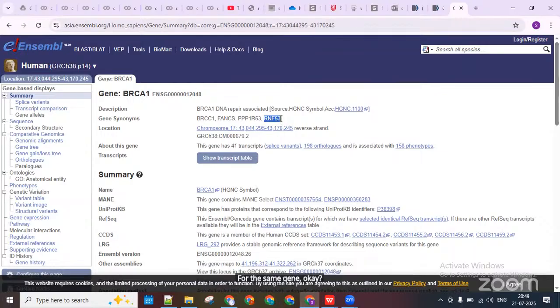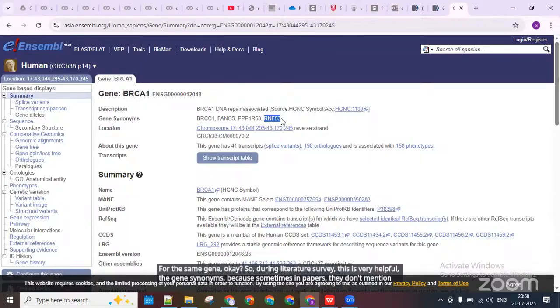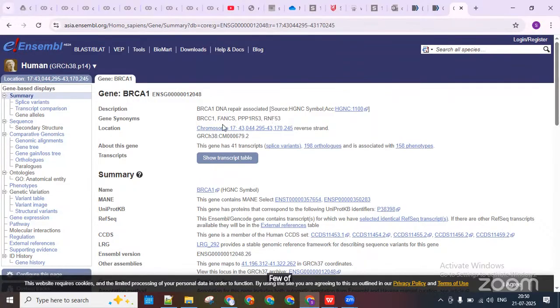Okay. So during a literature survey, gene synonyms are very helpful, because sometimes in papers they don't mention BRCA1, they will mention RNF53, and when you are reading the paper, you will think that this is some other gene. You are totally not aware of BRCA1 being involved in that particular disease, right? So we should know at least a few of the synonyms so that we do not misinterpret while doing a literature survey or any type of analysis.